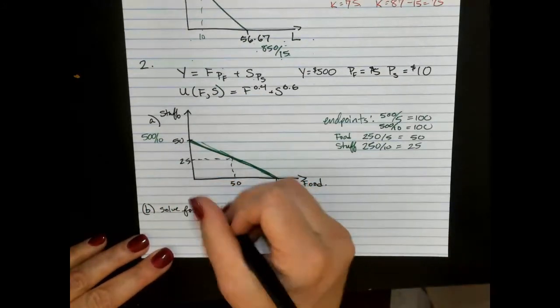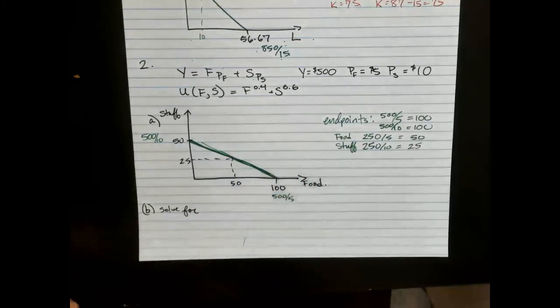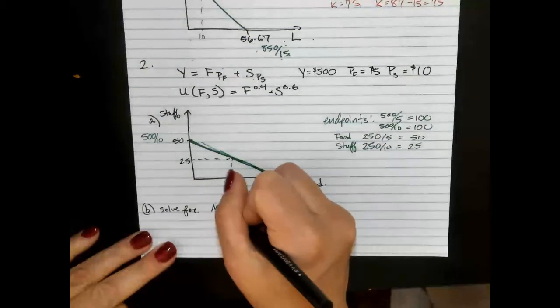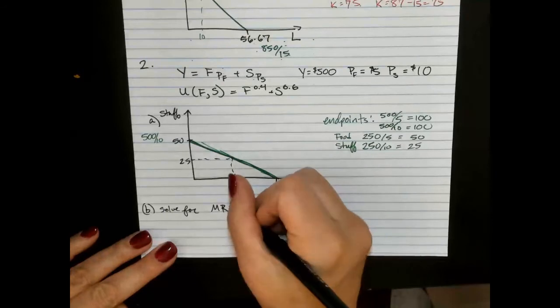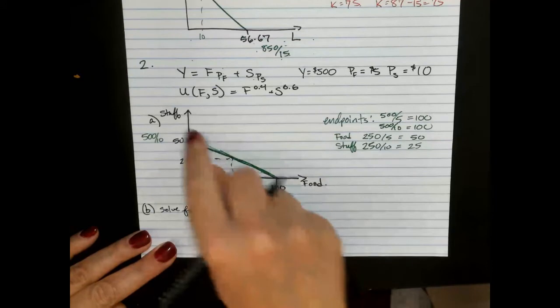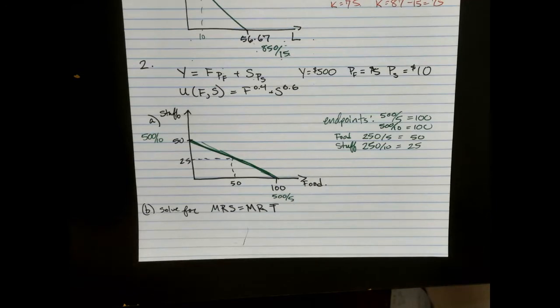And that's going to be given the fact that Jana wants to maximize her utility subject to the prices of food and stuff. So what we want to do then is set the marginal rate of substitution, which is the slope of her indifference curve, equal to the marginal rate of transformation, which is the slope of the budget constraint. Remembering that the slope of that budget constraint is the ratio of the 2 prices, right? The ratio of the 2 prices gives us the slope of the budget constraint.